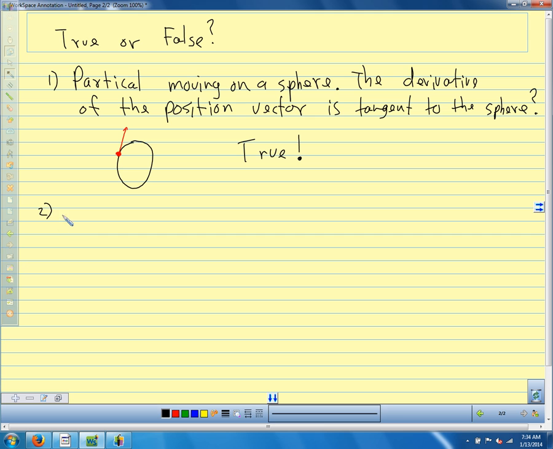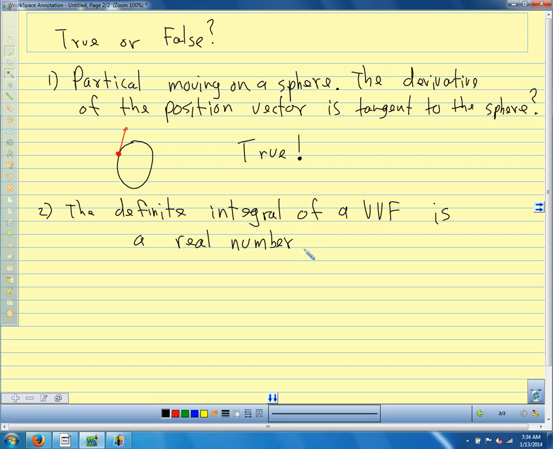This one should be easy. The definite integral of a vector valued function, so we're putting some limits of integration there. The definite integral of a vector valued function is a real number. So we're putting in numbers and we're calculating. So we want to know true or false there.